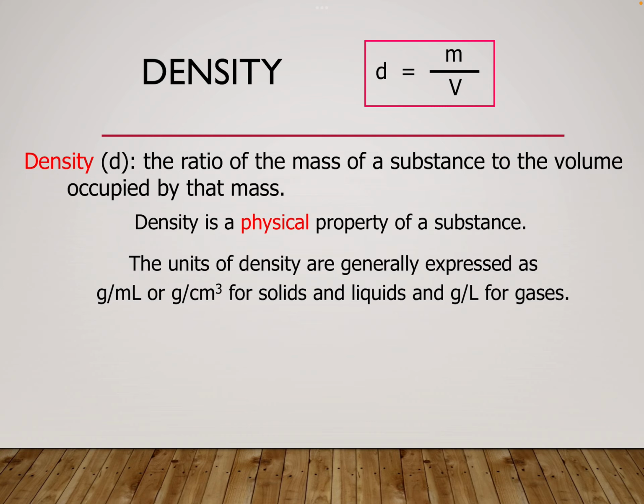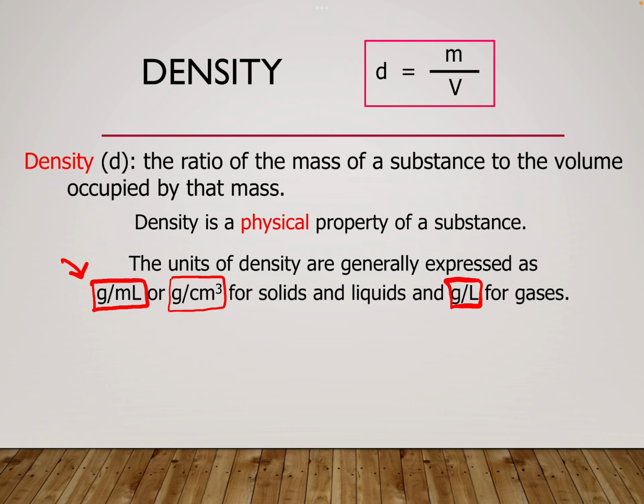The units of density are, like I said earlier, combined units. We have a couple of different ways that we can do it. We can do grams per milliliter, and that's the most common. This is usually for liquids. We can also use grams per centimeter cubed, which is typically for solids, and grams per liter is for gases. We won't do much with the density of gases in this class. Mostly we'll be using liquids and solids, so we mostly use grams per milliliter or grams per centimeter cubed.